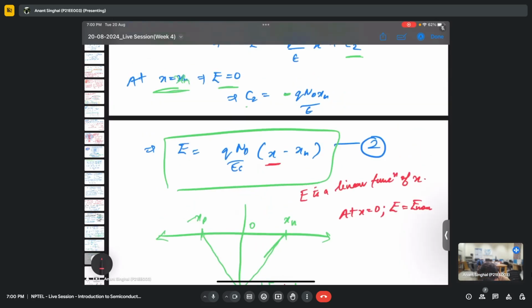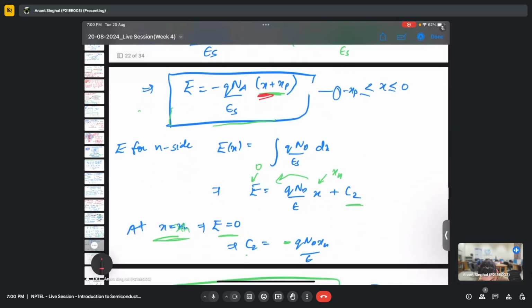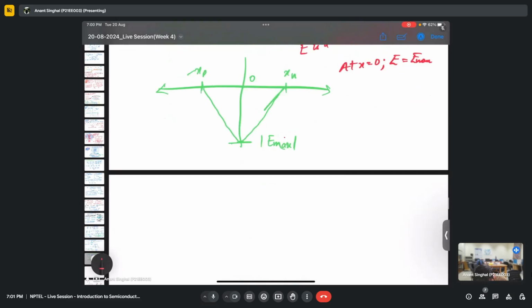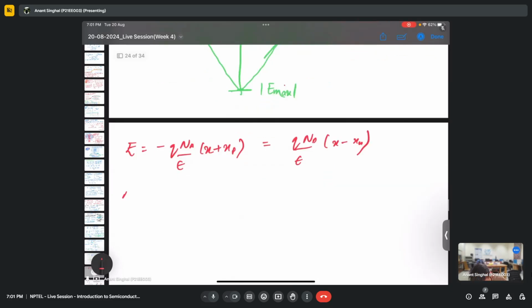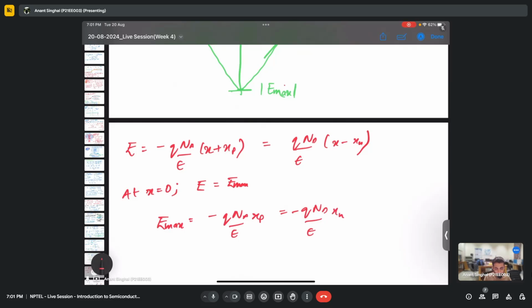So we can put x equals 0 in this case and this case. Both will be equal because it should be continuous. So for the P side, we have minus Q Na by epsilon times (x plus xp), which equals Q Nd by epsilon times (x minus xn). At x equals 0, the electric field is E max. So E max is minus Q Na xp by epsilon, which should equal minus Q Nd xn by epsilon. Is it clear to everyone?